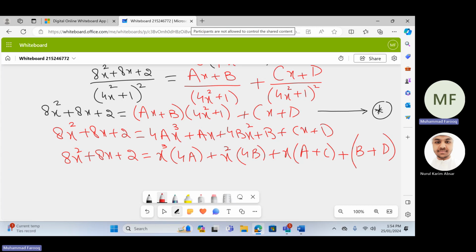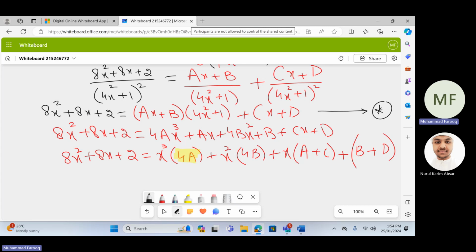Now you have to compare both sides. Here this is x cubed, x power 3. Do you have any x power 3 on the other side? No. It means the coefficient a will be equal to how much? 0, because there is no x power 3 here. If any degree is missing on the other side, it means 0.